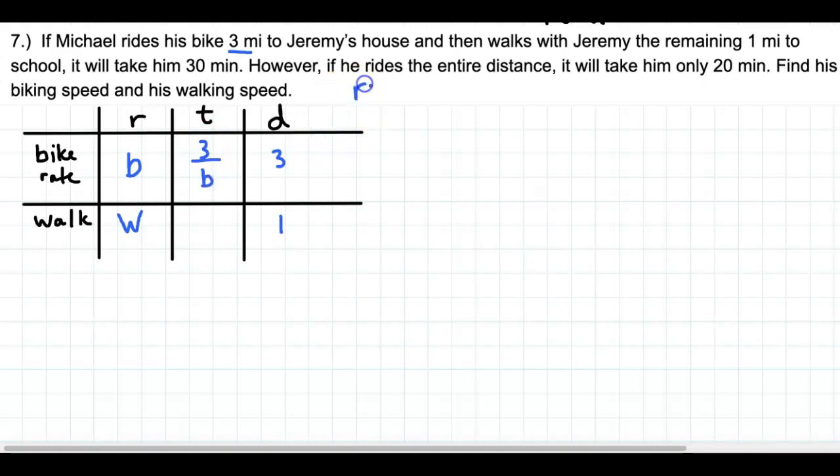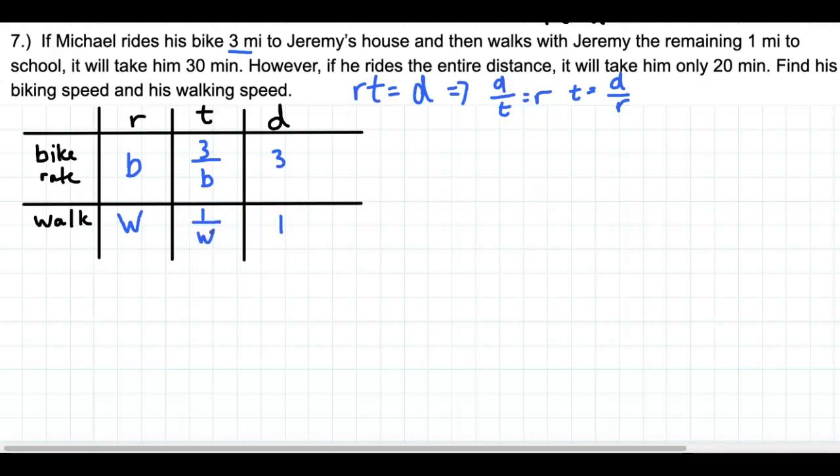Remember, rate times time is equal to distance. And then from that, we could get distance over time is equal to rate, and also time is equal to distance over rate. All of those come from the same formula. So I've set it up this way, right? And then the walk, distance is 1 over W, that would be the time.